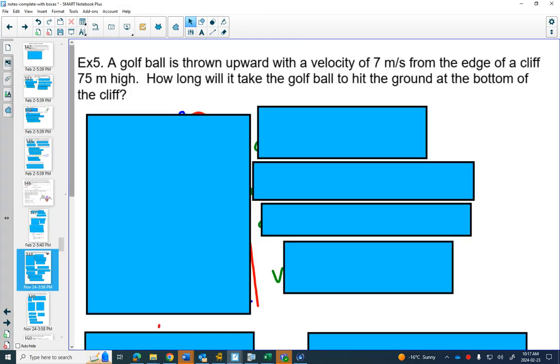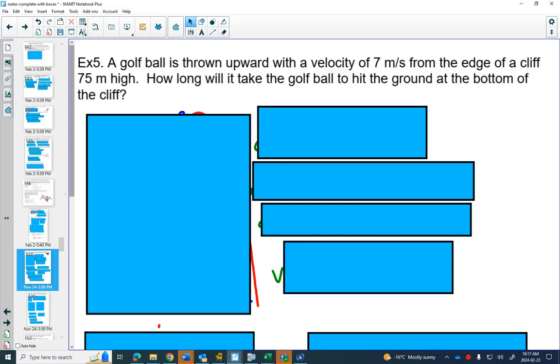All right, let us explain all of your physics formulas that you used to just use because you were like, I have to use a formula. Now calculus can just explain it with SVA. So, a golf ball is thrown upward with a velocity of 7 meters per second from the edge of a cliff 75 meters high. How long will it take the golf ball to hit the ground?